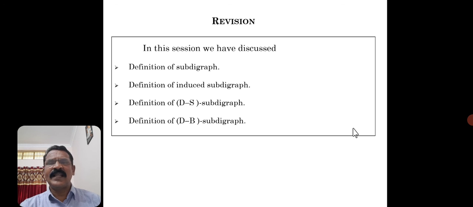So there will be a slight difference between undirected graphs and directed graphs. In this session, we have discussed the definition of a subdigraph, that is, the vertices and arcs of that digraph will be from the digraph D. Then we have discussed the induced subgraph. Then we have discussed the D minus S subdigraph and the D minus B subdigraph. So these are the different types of subdigraphs.